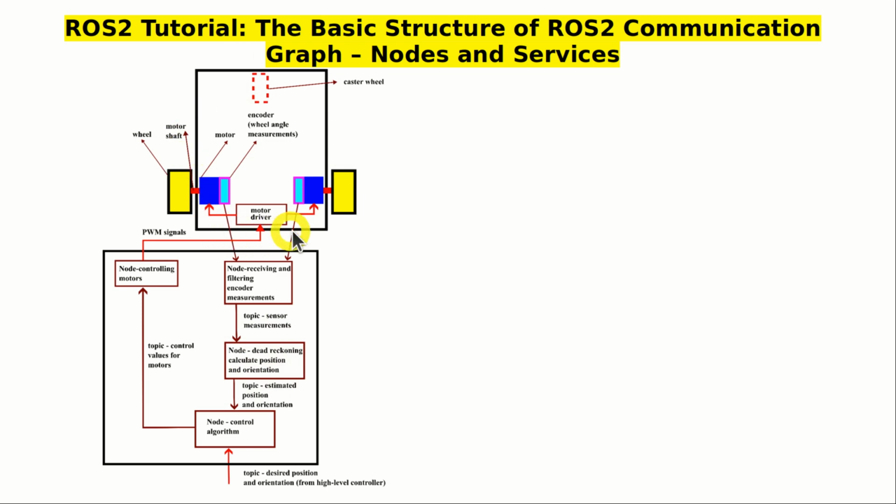The node called node dead reckoning calculate position and orientation is used to estimate the position and orientation of a robot in the 2D plane by using the sensor measurements. That is, by using the encoder readings and by using the kinematic model of the robot. Then it publishes the estimated position and orientation to the topic called topic estimated position and orientation. And that's it.